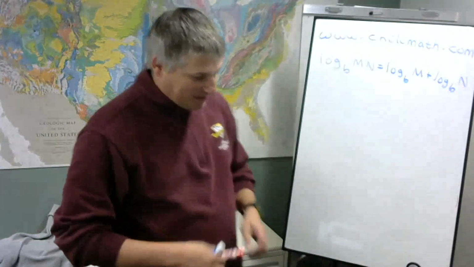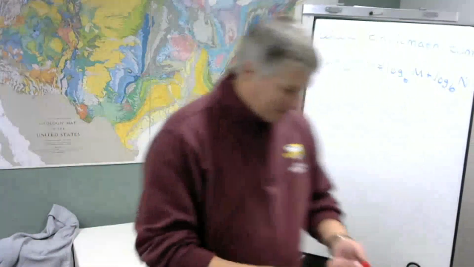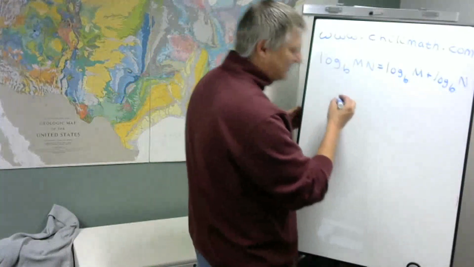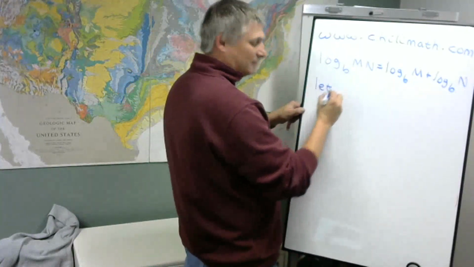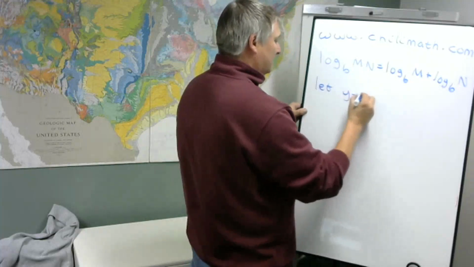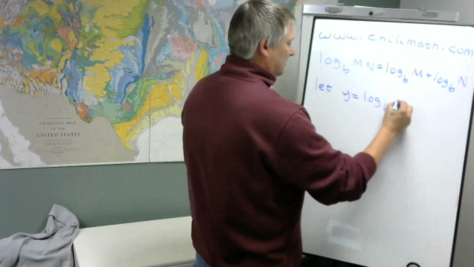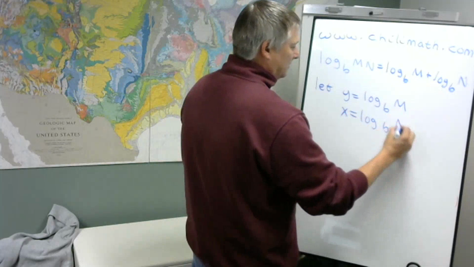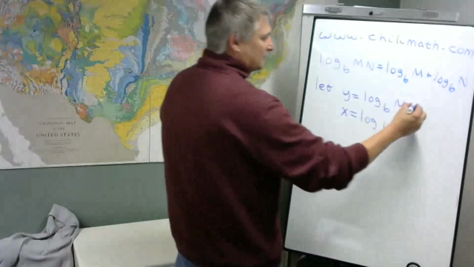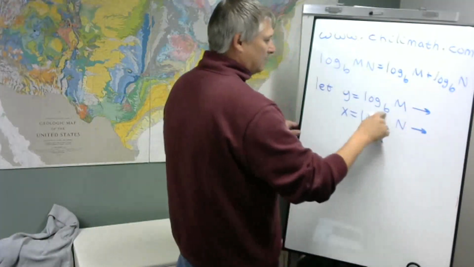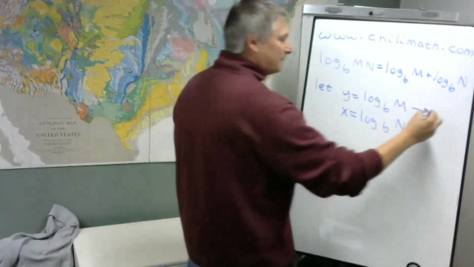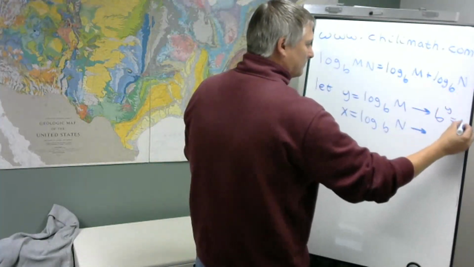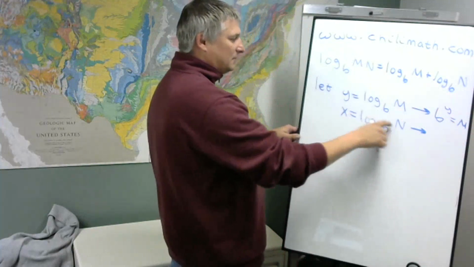So the way we can do this, let's see here. All right, what we can do is this. Let y be log base b of m, and let x be log base b of n. So this implies b to the y is equal to m, and b to the x is equal to n.